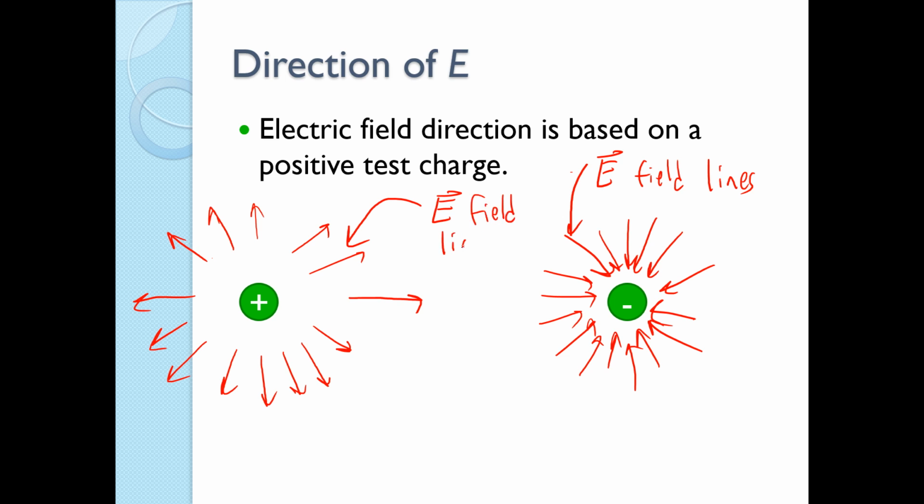That's something I have to be very careful with: the electric field is not the same as the electric force. They're very closely related, but not quite the same. So the electric field lines for a positive charge radiate outwards. Electric field lines for a negative charge radiate inwards. And that's all because of our arbitrary decision to say direction is based on positive test charge movement.